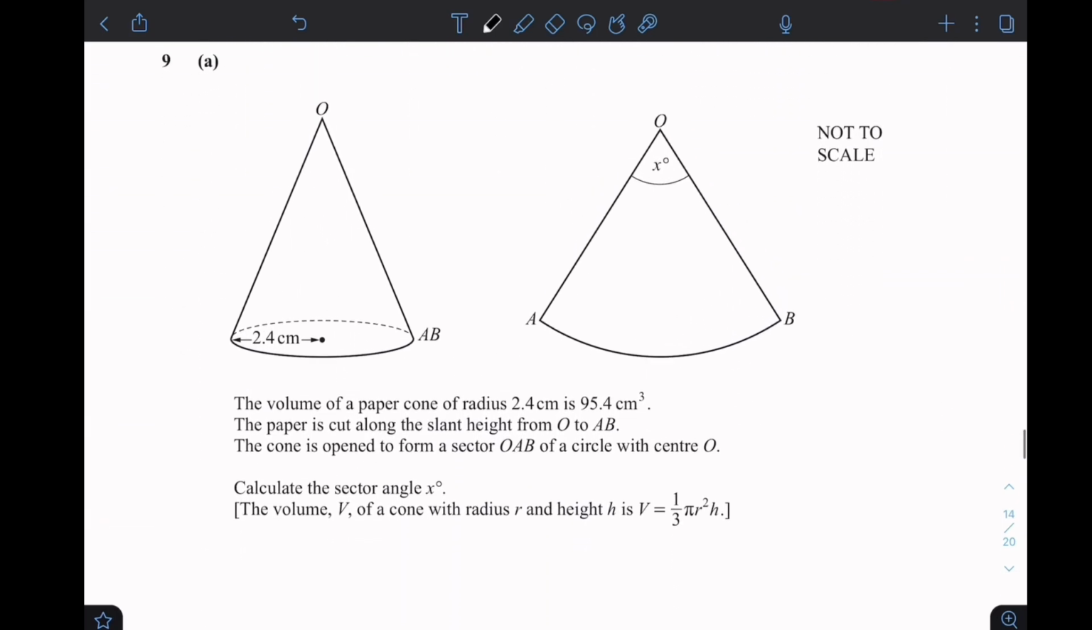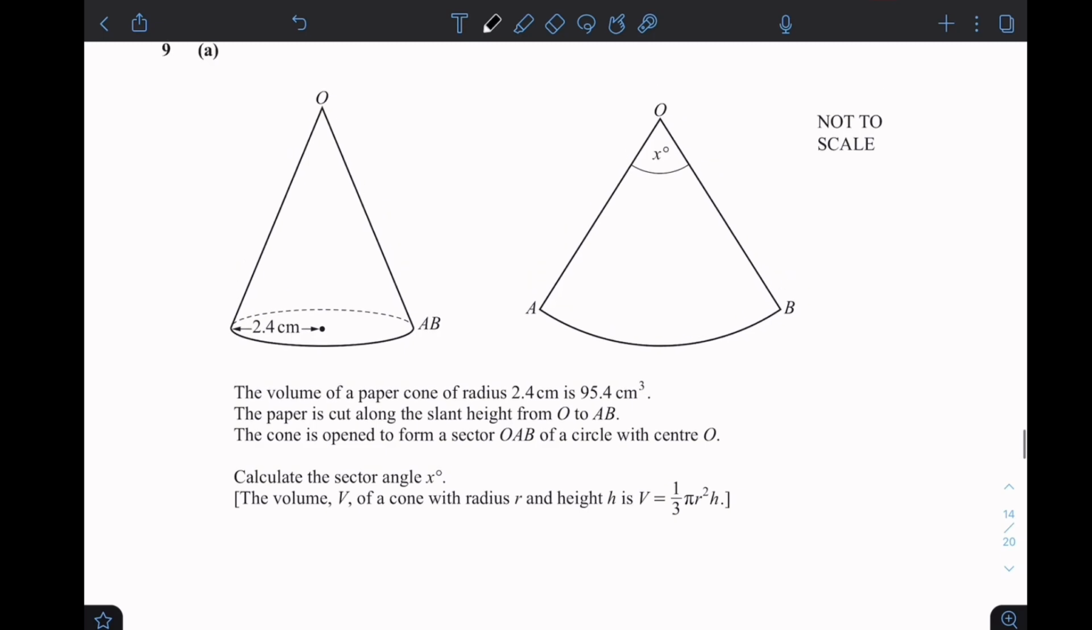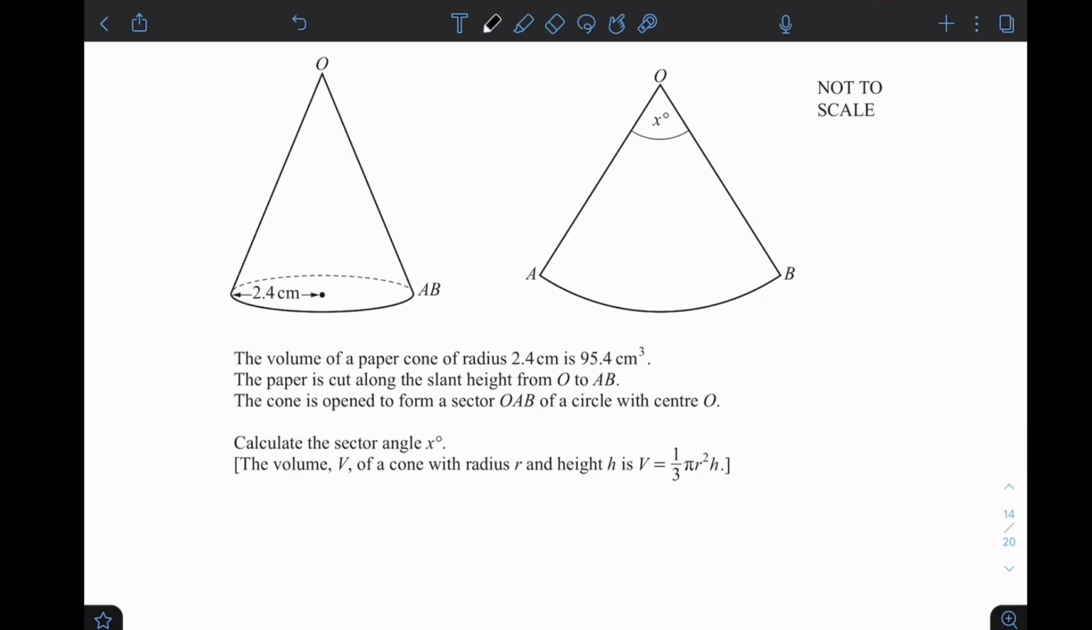Okay. Next, the volume of a paper cone of radius 2.4 centimeters is 95.4 centimeter cube. The paper is cut along the slant height from O to AB. The cone is opened to form a sector OAB of a circle with center O. Calculate the sector angle X.